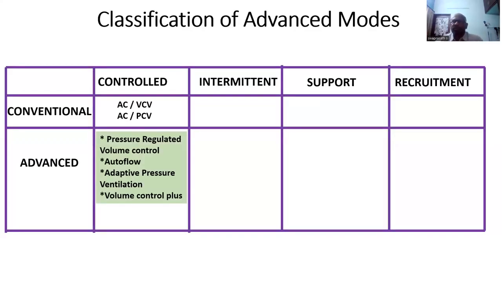There are lots of synonyms to it. The various companies do the same thing and give different names. One is AutoFlow, adaptive pressure ventilation, VC plus. All these are different names for the same type of function. In intermittent mandatory ventilation, we have SIMV as the conventional mode. There are a few modes which are called binary modes. Like if you add SIMV with pressure support, that pressure support will help the patient during spontaneous ventilation.